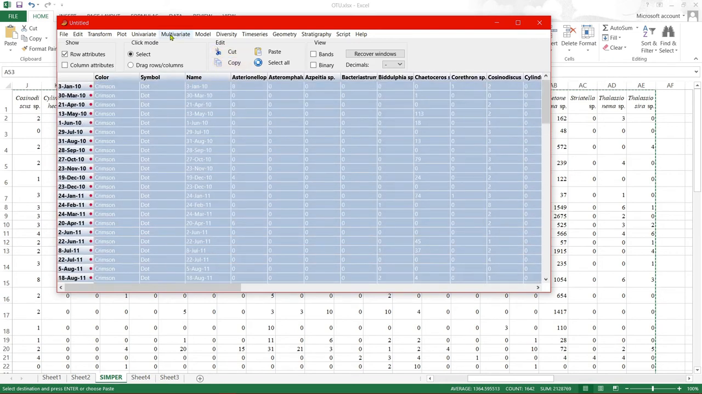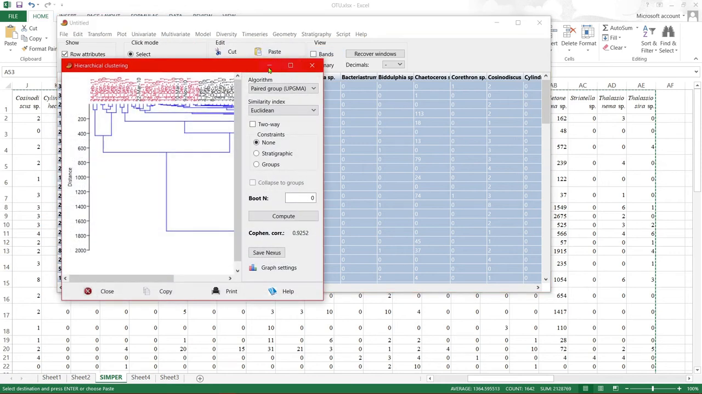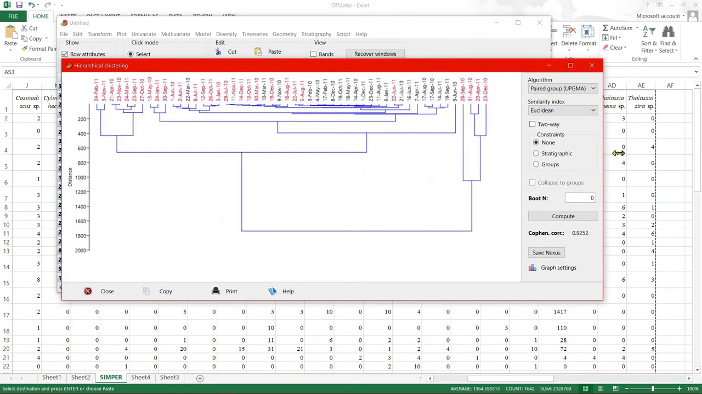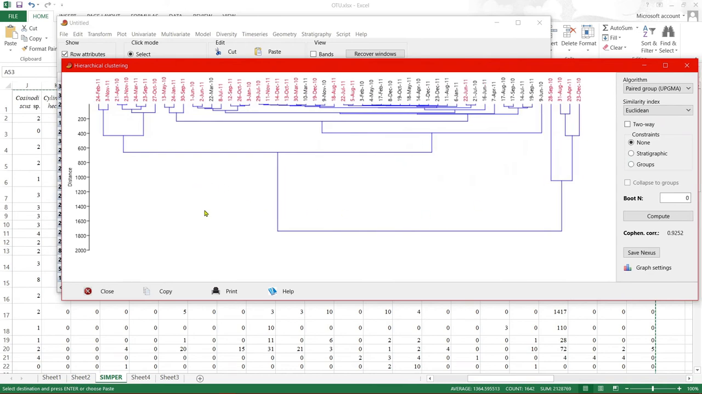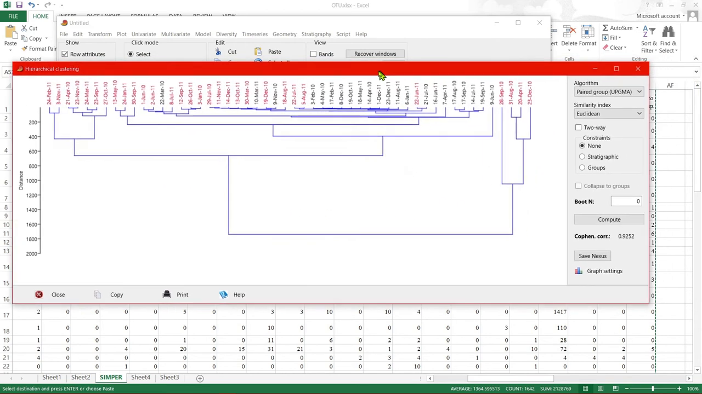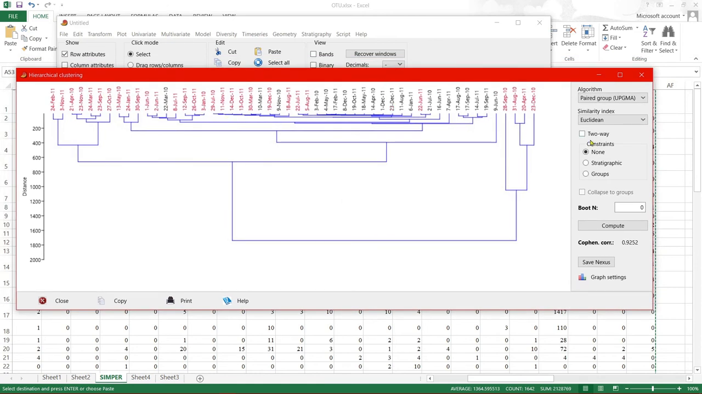So again, enter the menu, multivariate menu, clustering, classical clustering, to observe for patterns in the phytoplankton distribution. We'll use the UPGMA algorithm, although there are many different options available. You may find more details and information about which index is suitable for you from the manual.